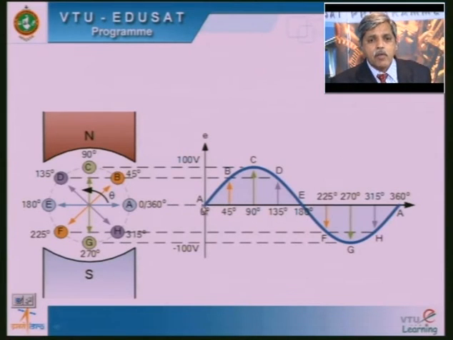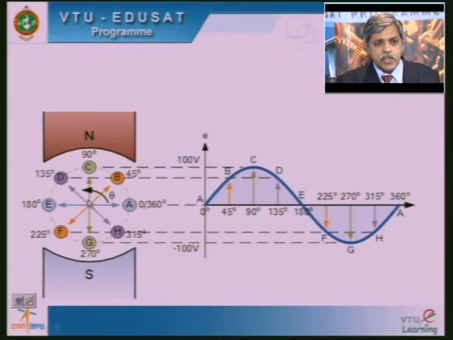At A, I will get 0 voltage. When the coil is moved by 45 degrees, the change in the flux linkages is such that I will get a smaller amount of voltage here. The vertical arrow represents the voltage. Then when it is moved by 90 degrees, I get the maximum, because from this position to this position I have the maximum change in the flux linkages, therefore a larger voltage is induced. So at point C I get the maximum voltage.